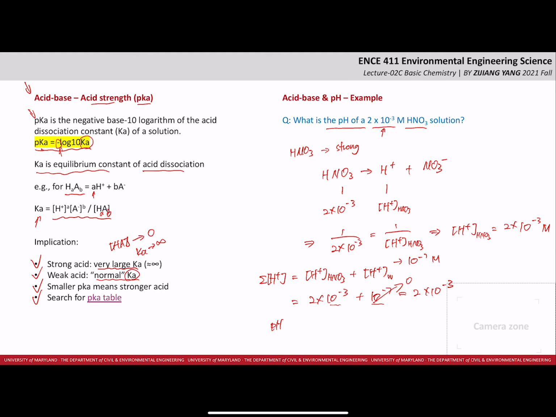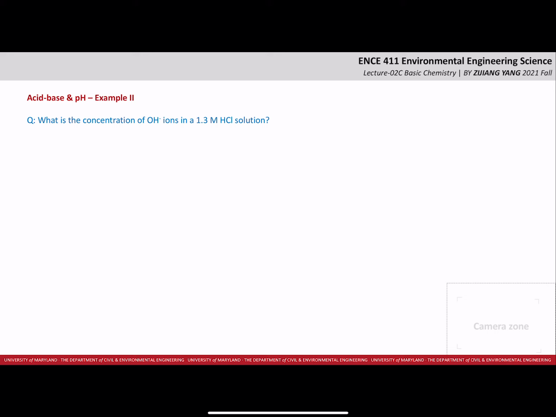And then we can calculate the pH, which equals this one. And then the result is this one. So the pH of nitric acid of this concentration is 2.7. Then let's look at another example. So it asks, what is the concentration of OH minus in a HCl solution given this concentration?